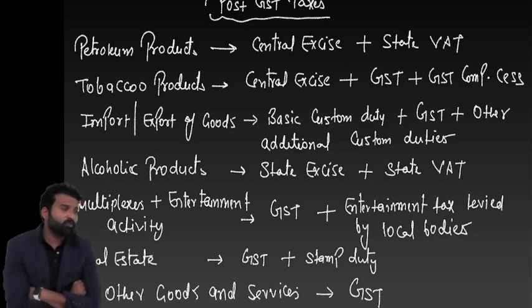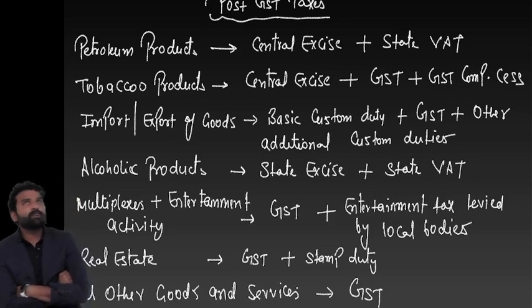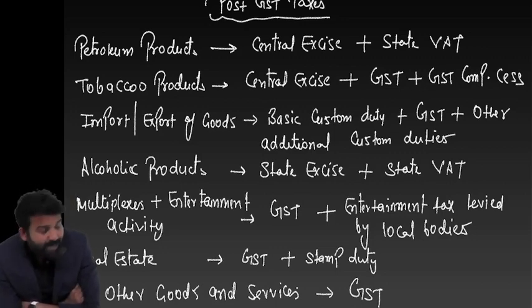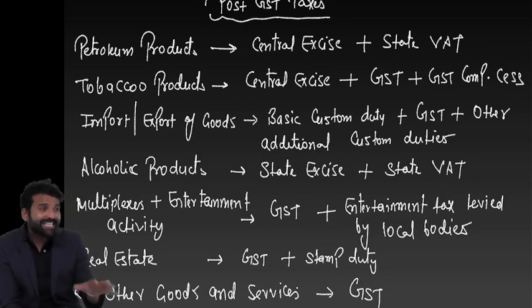Yes, of course, both. For multiplexes, we have GST as well as entertainment tax. Yes, but it is entertainment tax levied by local bodies. There was one more entertainment tax that was imposed by the state government. That is now abolished. But GST plus entertainment tax levied by the local municipality authority, that exists right now. Any other doubt?